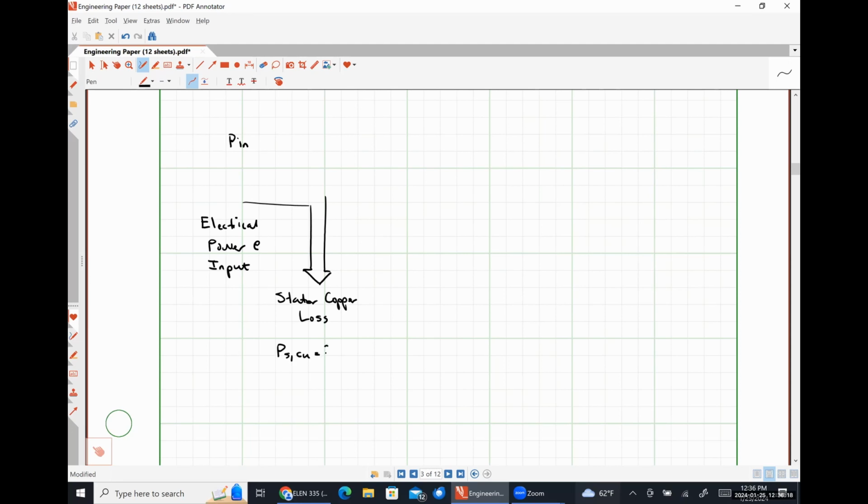And it's going to look extremely similar to what we had for the copper loss in our rotor, except that we're going to use our stator resistance and our stator current, right? So 3 times the magnitude of our stator current squared times our stator resistance is what our stator copper losses should be. Okay.